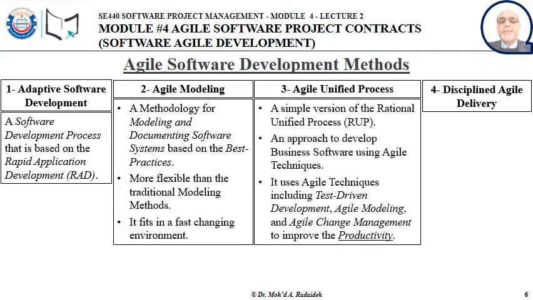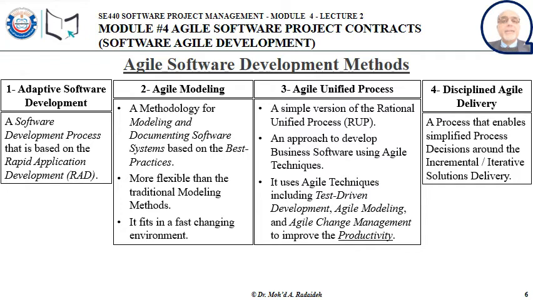The third one, the Agile Unified Process, is a simplified version of the Rational Unified Process, the RUP. It's an approach to develop business software using agile techniques. It uses various agile techniques such as test-driven development, agile modeling, and agile change management. And the purpose behind using such techniques is very much to improve productivity.